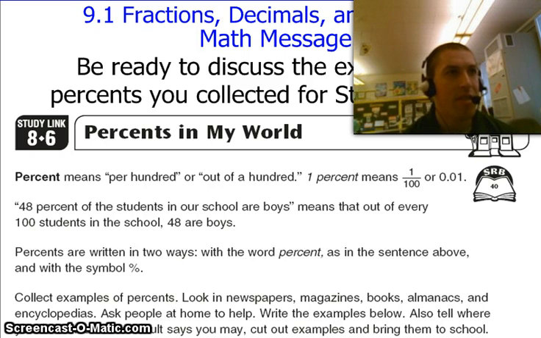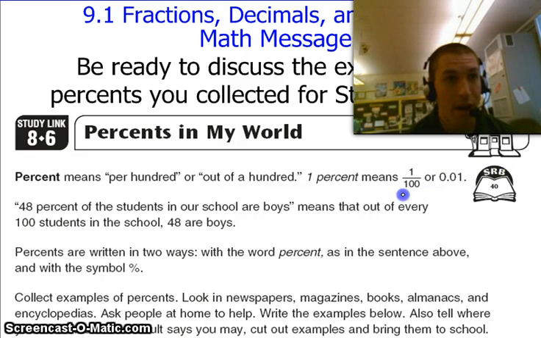So today's lesson is going to be on fractions, decimals, and percents and the relationship between them. Here is our study link tonight, and just kind of an idea of what a percent is. I'll read it to you, but feel free to go back and look at it again. Percent always means per 100 or out of 100. So 1% is the same as 1/100th here, and the same as 1/100th as a decimal here.